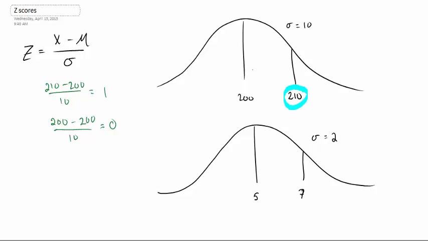Notice how far away 210 is from the mean. It's 10, and the z-score was 1. What does z-score measure? Z-score measures how many standard deviations you are away from the mean. That's what it is. And that should make sense that the z-score for the mean is 0. The mean is 0 standard deviations away from itself. And it's also called a standard score because it standardizes data.